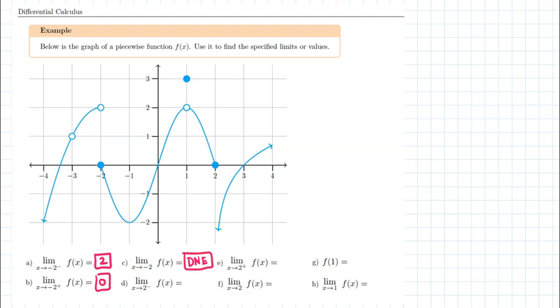For part D, we want to find the limit as x approaches 2 from the left-hand side. So here's our x value 2. And I'm going to draw my little child here. Here's the balloon. So they're getting closer and closer and closer to 2. And as they get closer and closer to 2, the balloon is slowly approaching the y value right here. And that y value is 0.